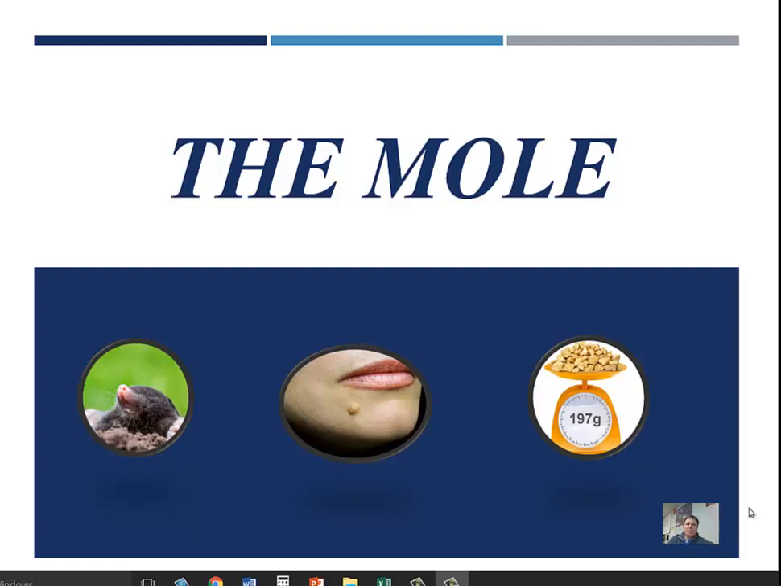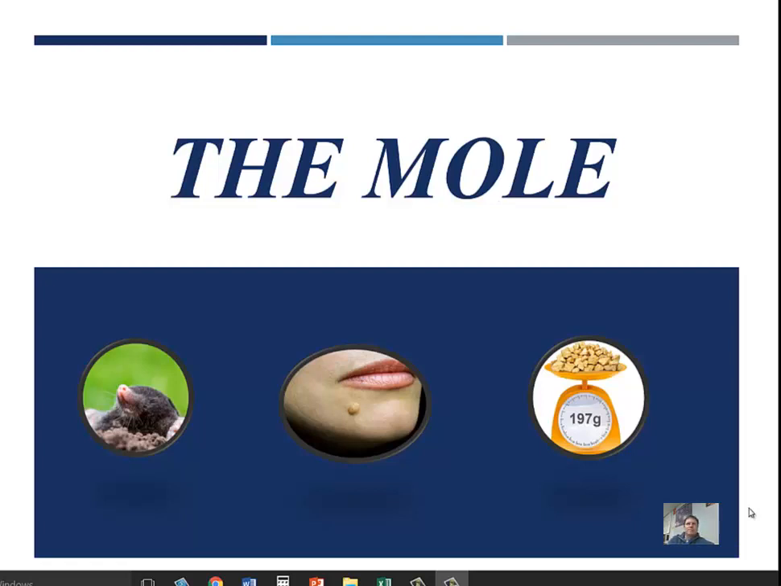Today we're going to talk about something called the mole. And when we talk about quantitative chemistry, the mole is probably the central concept that kind of links everything together. So it's a really important concept to make sure that you understand. It's not a hard concept, but it allows us to do a lot of things.